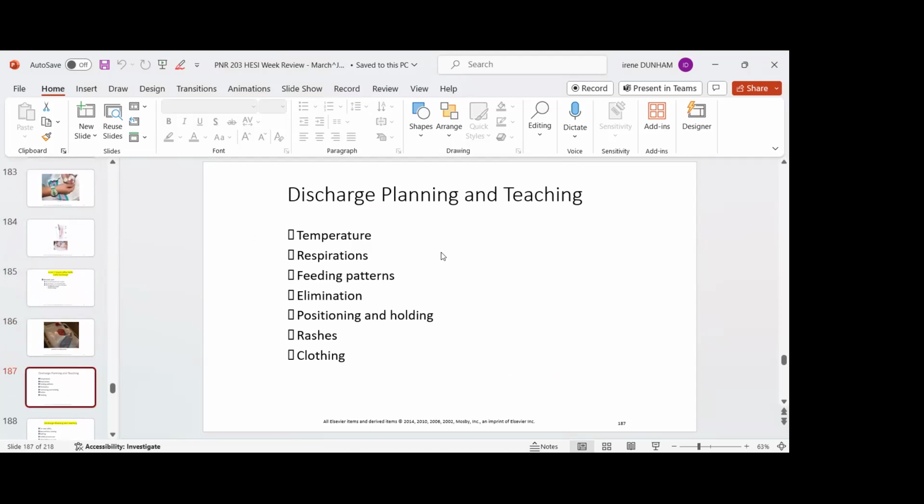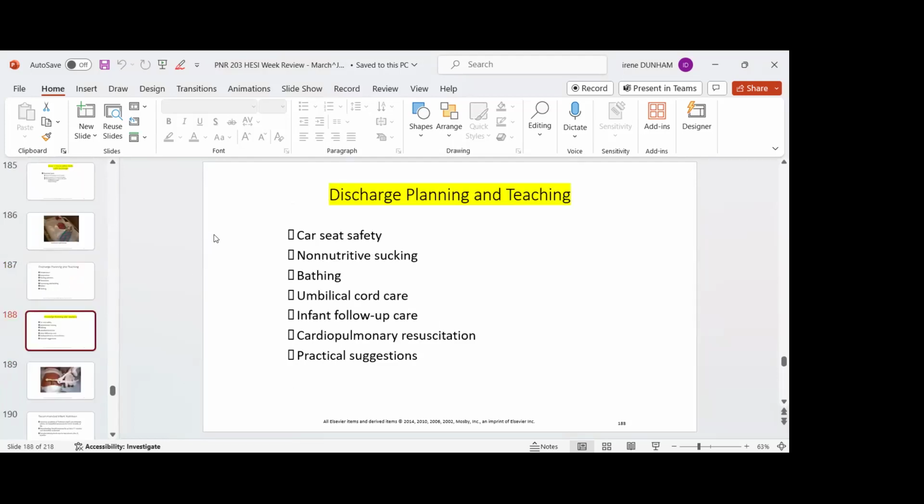When you're discharge planning and teaching, you always want to go over temperature with mom. You teach them the normal respirations, feeding patterns. Baby should be peeing and pooping, will be peeing and pooping before they leave the hospital. How to position and hold the baby, and go over maybe the little rashes that baby may get, and some clothing. Always make sure that the baby has a car seat. It's called car seat safety.